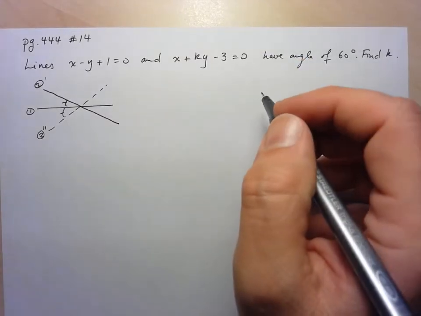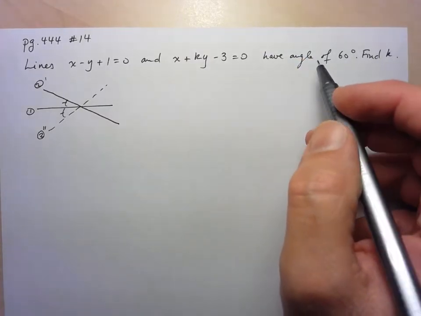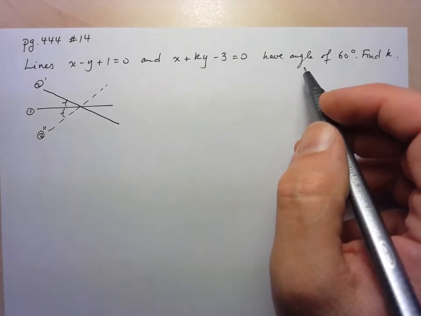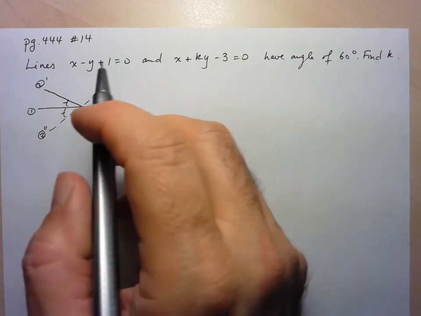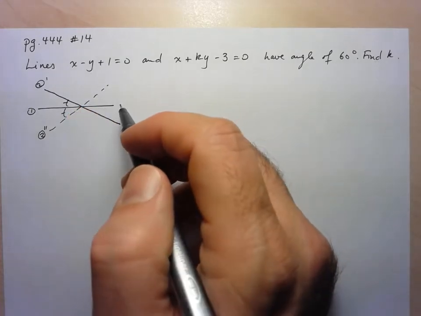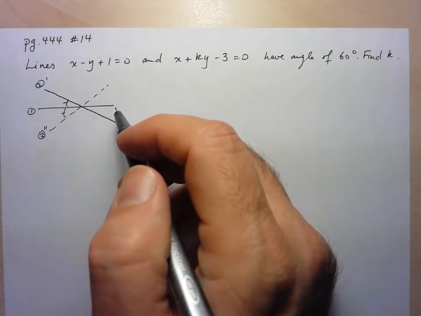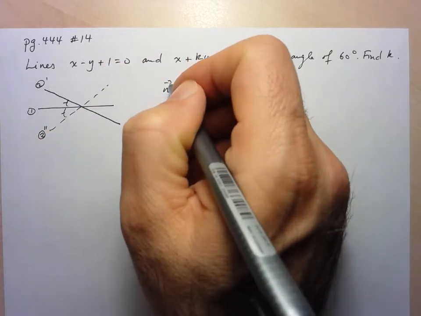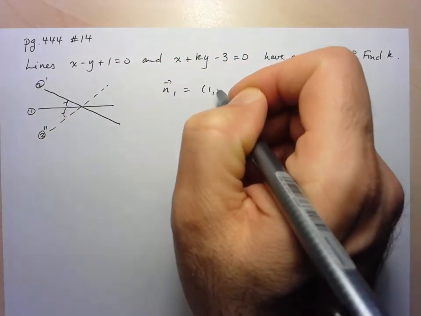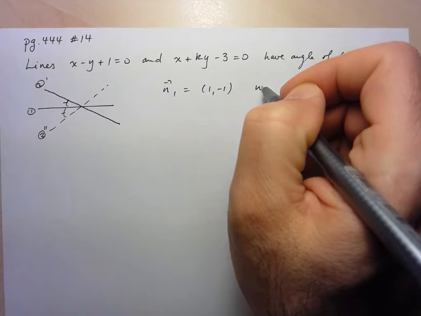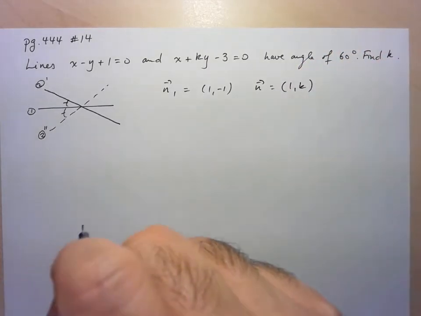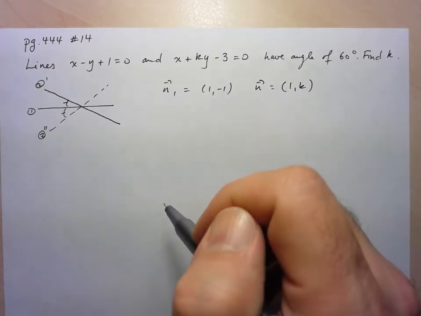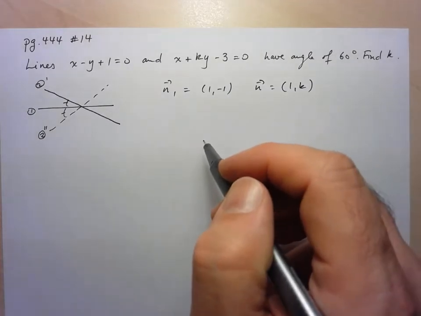So we know that the angle between two lines is going to be the same as the angle between either the direction vectors or their normal vectors. And since these are given in Cartesian form, I'm going to work with the normal vectors. So the normal for equation 1 is (1, -1), and the normal for equation 2 is (1, k). In order to find the angle between these two vectors, we're just going to use a dot product.